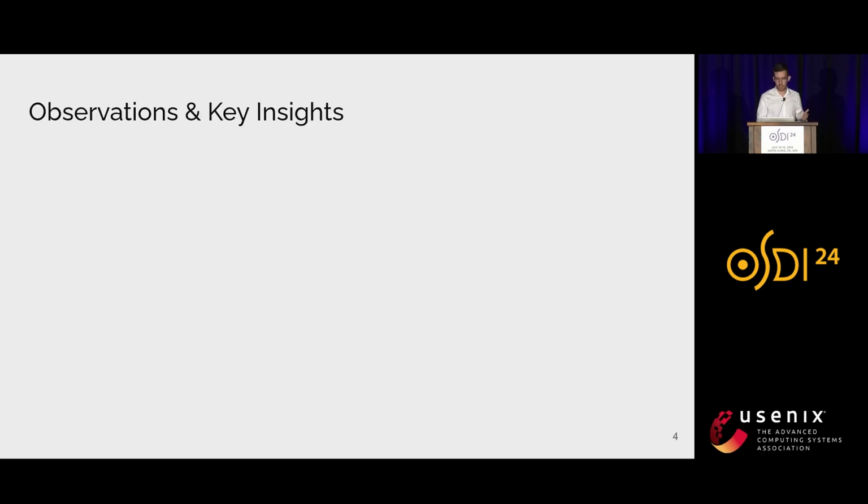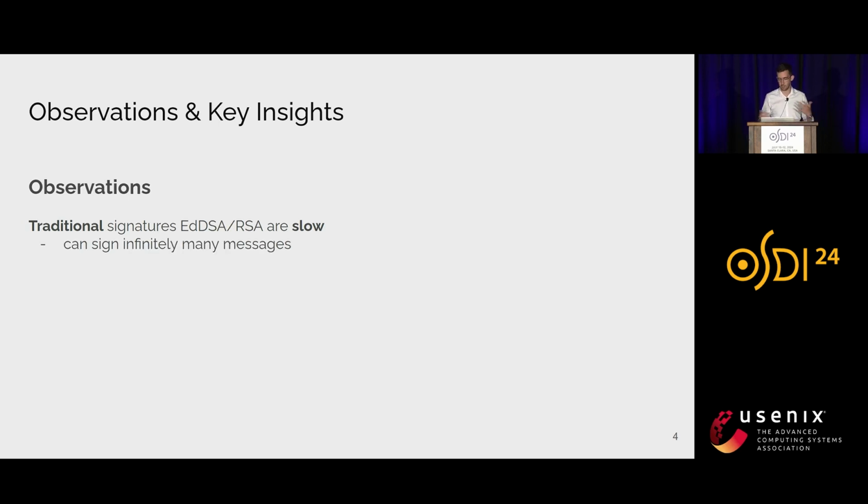What are the observations and the key insights? The first observation is that traditional signatures, such as EdDSA or even worse, RSA, are super slow. But they're very practical because using them, you can virtually sign infinitely many messages.